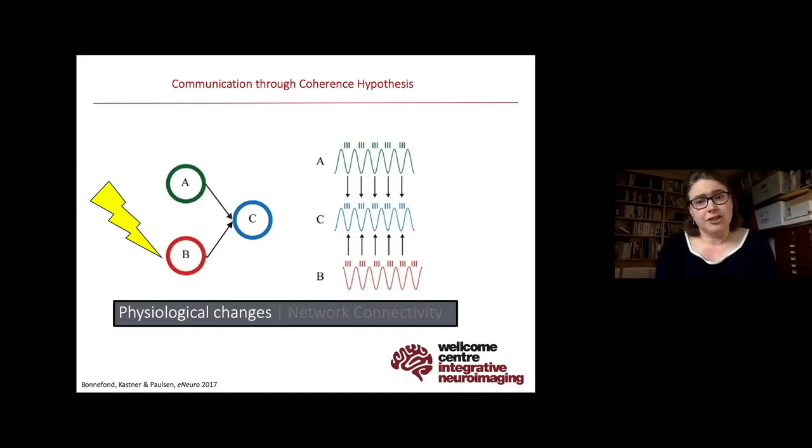So in terms of the physiological changes, for us, the logical way to start looking at this was to use MR spectroscopy.